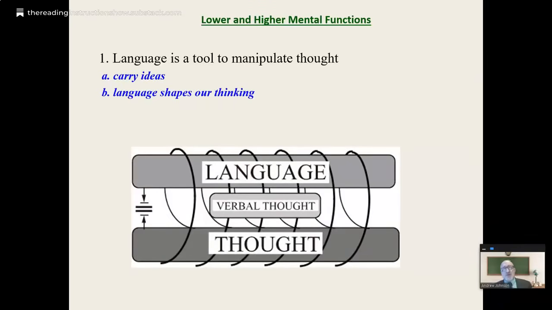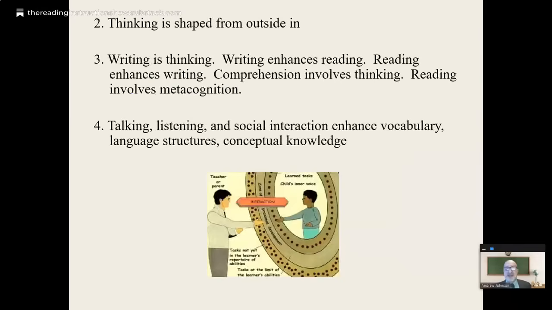Language is a tool to manipulate thought. It's a way to carry ideas. Language that we use and that others use shapes our thinking. It helps us go from lower to higher mental functions as we're exposed to culture and to language and others. And again, thinking is shaped from the outside in, and I'll show you how this manifests in reading instruction in just a minute. Writing is thinking, writing enhances reading, reading enhances writing.